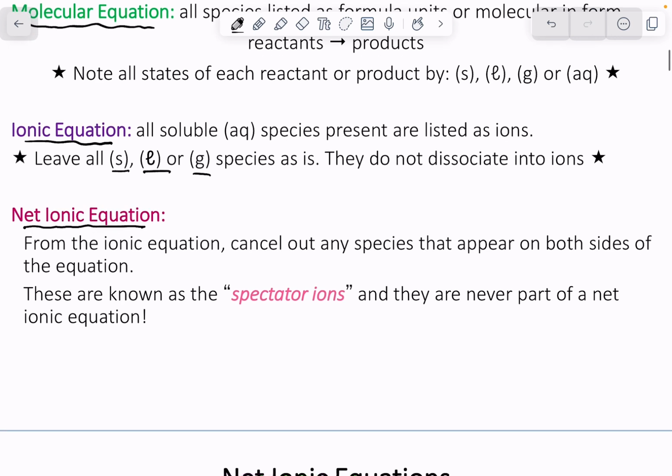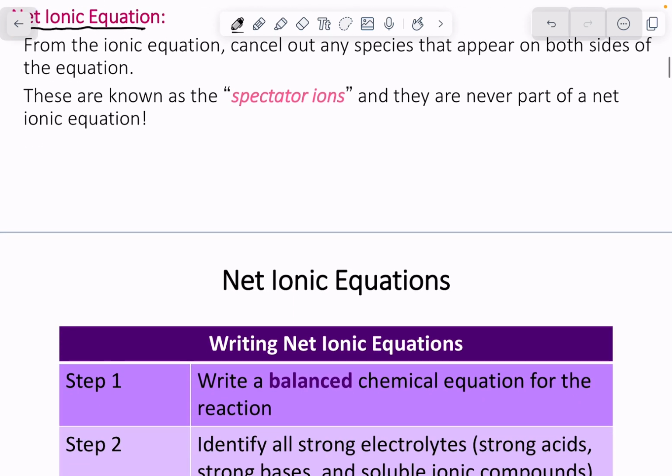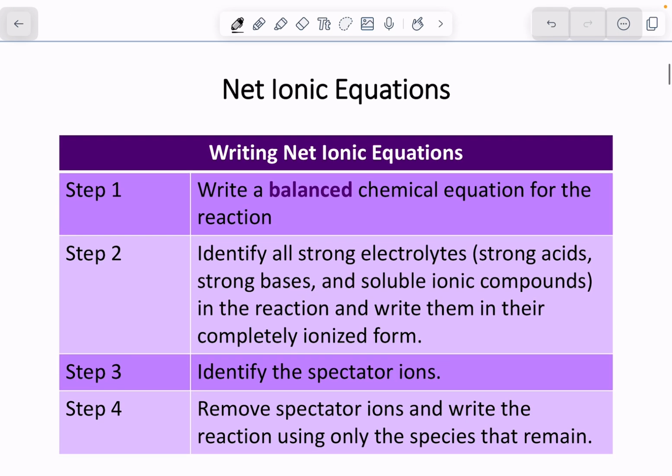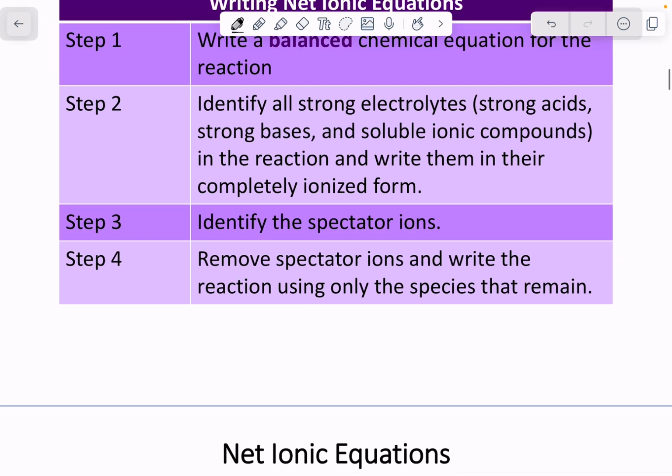Okay, so I think the best thing to do is to first give you the rules and then give an example. Step one is always to write the balanced equation for the reaction, which is the molecular part. Then we're going to identify all strong electrolytes, things that basically 100% dissociate. Then, when we break it down, we're going to identify the spectator ions, and then we remove any spectators because they don't really participate in the reaction. So let's take a look.